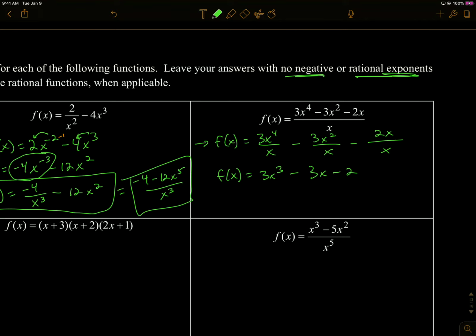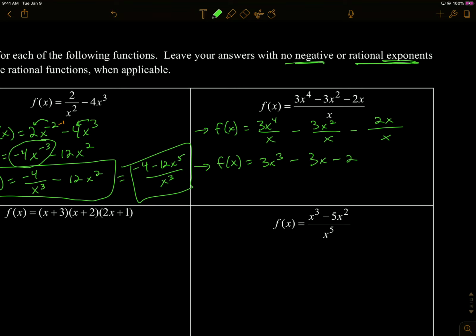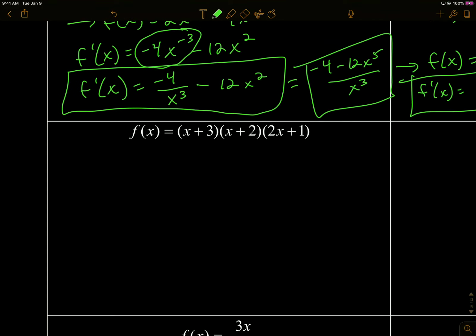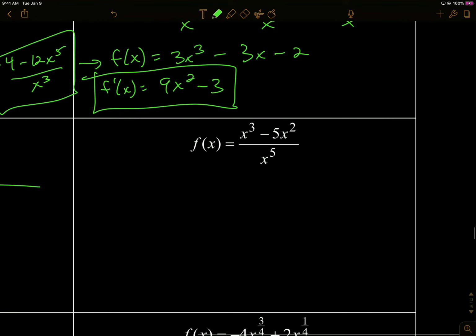Notice I did not do the derivative yet. Some algebra to prep it. Now I am doing the derivative. I get 9x squared minus 3. Much easier than doing a limit definition. This one, you've got your multiplication, so it's not in a polynomial type form. So you've got to multiply everything out, turn it into a long polynomial, and then you can apply your power rule to get your answer. We're not going to do that one.